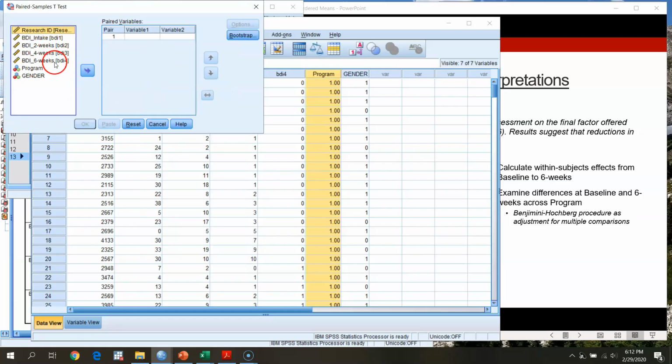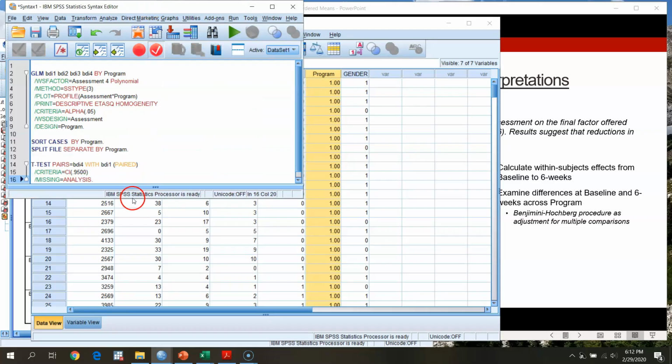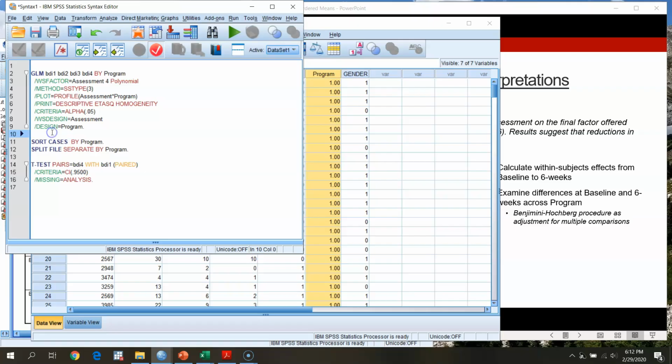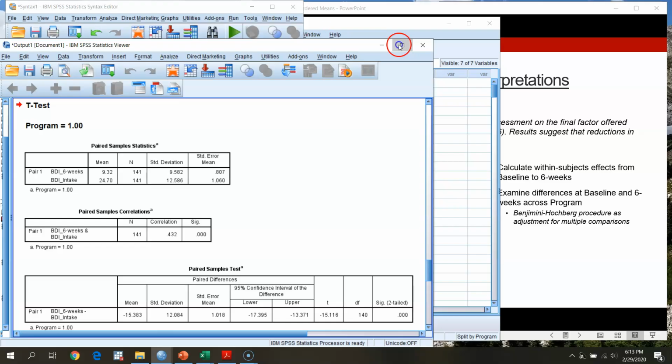And what I'm going to do is look at BDI at 6 weeks minus BDI at intake. I'm putting in 6 weeks first, subtracting where they end up from where they started. That way the sign tells me if they've increased or decreased. I already know because I looked at the graph, but just make it a little bit intuitive here. And I'm going to go through and hit paste. So if I'm looking at my syntax file, what we're going to do here is split the file by program and then look at pre to post change within each one of these individual groups. Okay. So I'm going to run this and then we'll take a look.